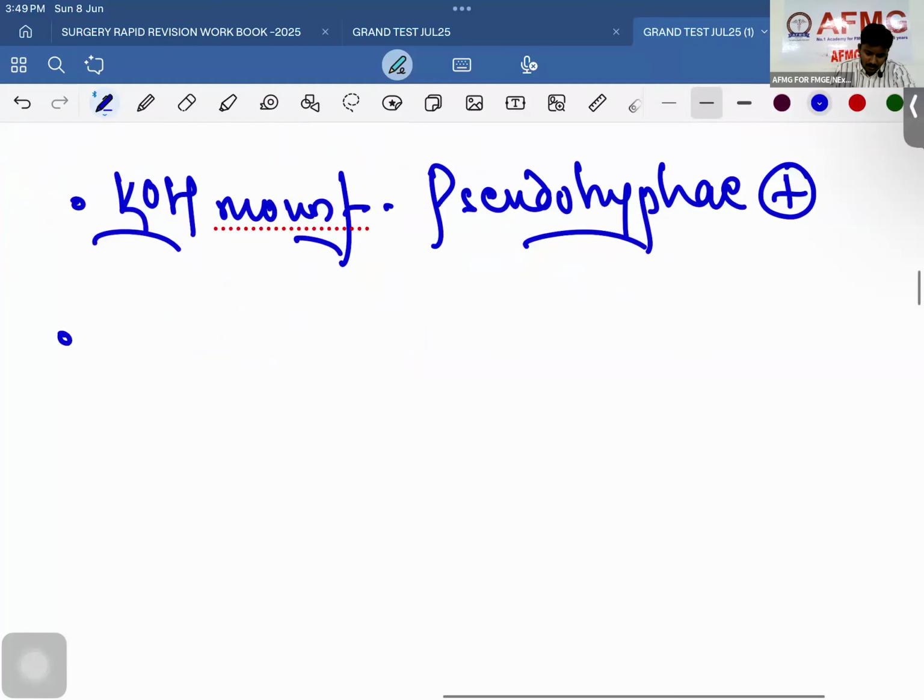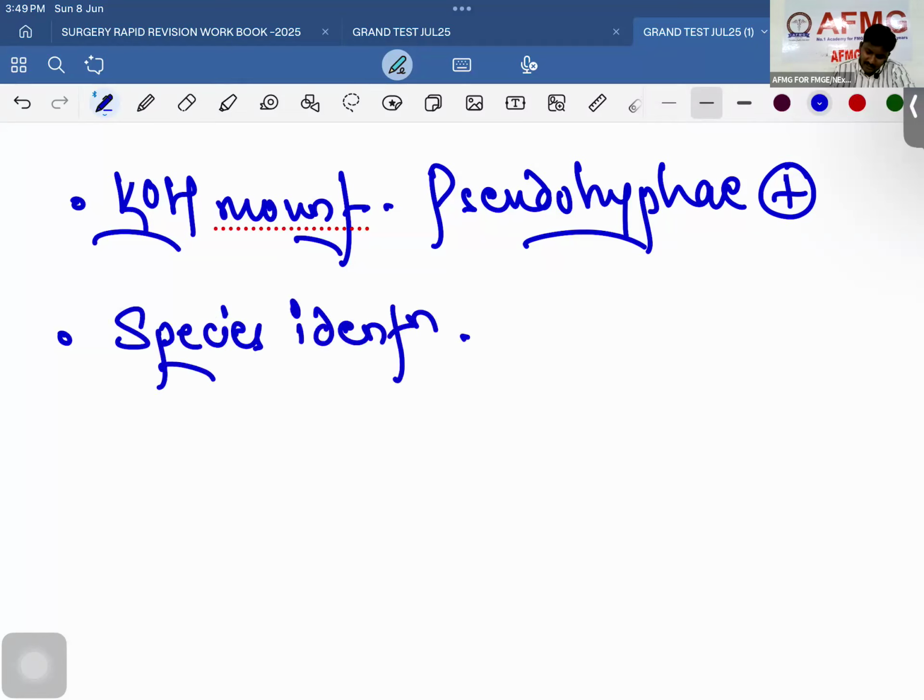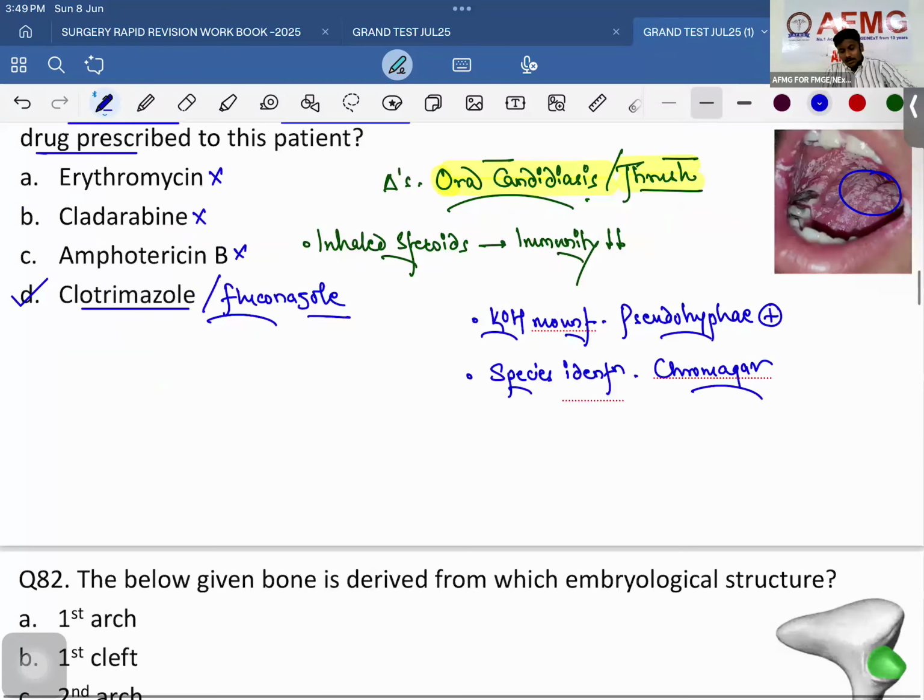Next, if I want to do a culture, so obviously SDA or Sabouraud dextrose agar will be used. But if I want to do species identification, then what is used? Very good. So please remember, beta, species identification, if I talk about it, answer has to be chrome agar, and this was a PYQ again in the FMG exam. Is it clear?